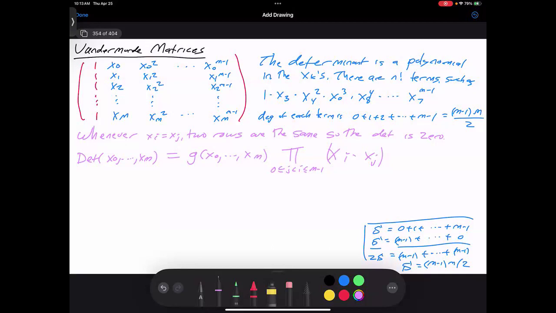This is a polynomial in m plus 1 variables, and I'm asking you to factor it. That's a much harder problem. But notice that just by looking at this, we were able to get some of the factorization done. We know that it has to have this factor, the product of xi minus xj. Now, what is the degree of this?